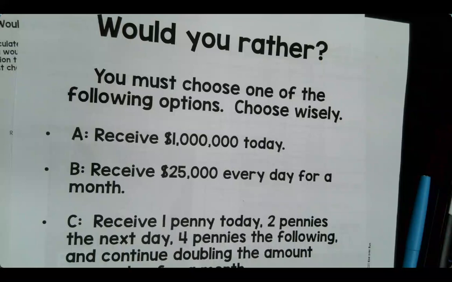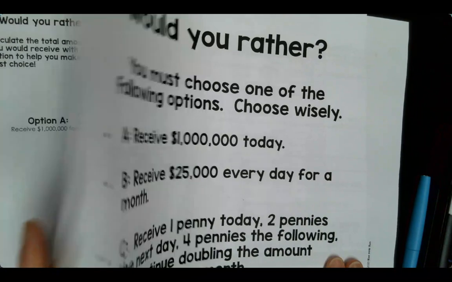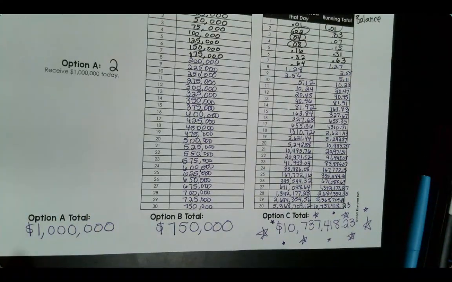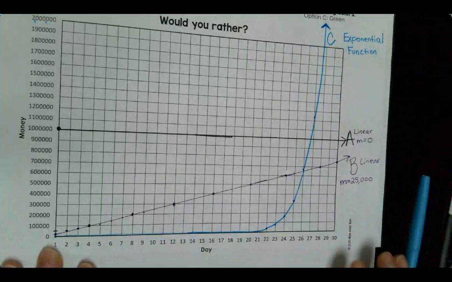Hey, we finished the discussion today about the would you rather. We completed the table. Make sure you complete that table. Here are the totals. So option C actually gives you over $10 million. When we graphed it, it looks like this.